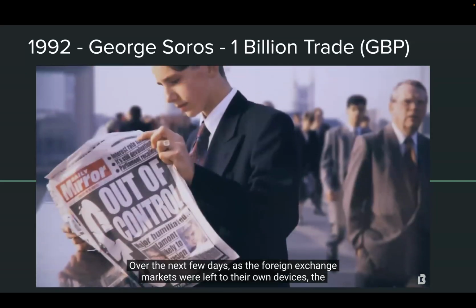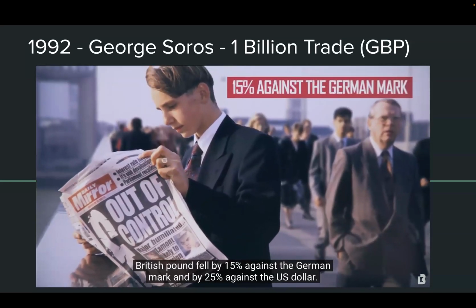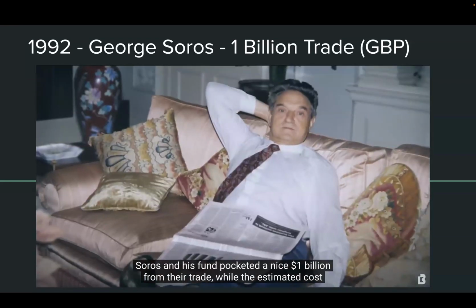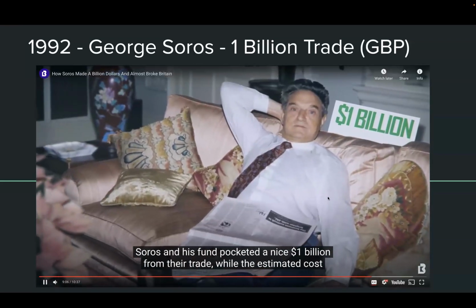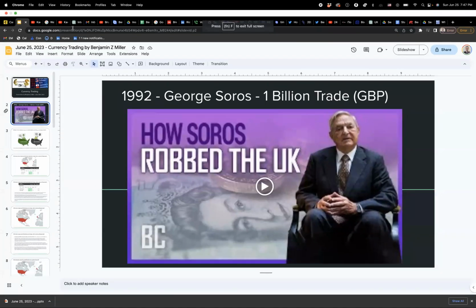Over the next few days, as the foreign exchange markets were left to their own devices, the British pound fell by 15% against the German mark and by 25% against the US dollar. Soros and his fund pocketed a nice $1 billion from their trade. That's $1 billion on that trade that was made, a pretty remarkable trade.